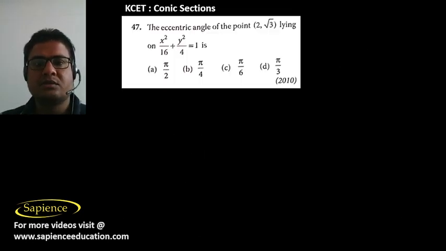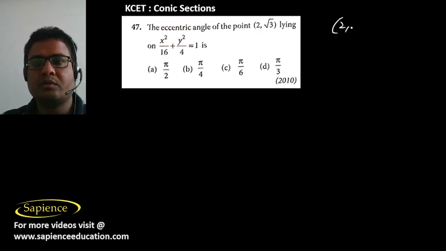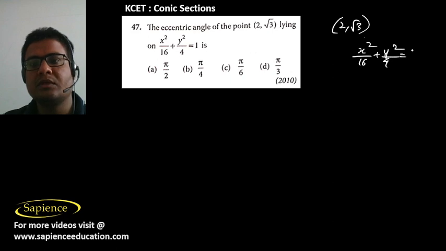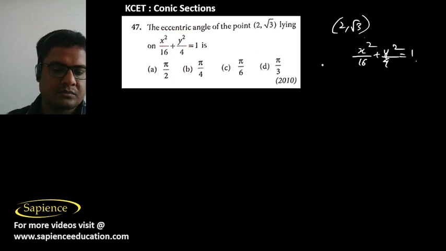Then in question number 47 it is asked: find the eccentric angle of the point 2 comma root 3 lying on the ellipse x square by 16 plus y square by 4 equal to 1. Okay. 47.